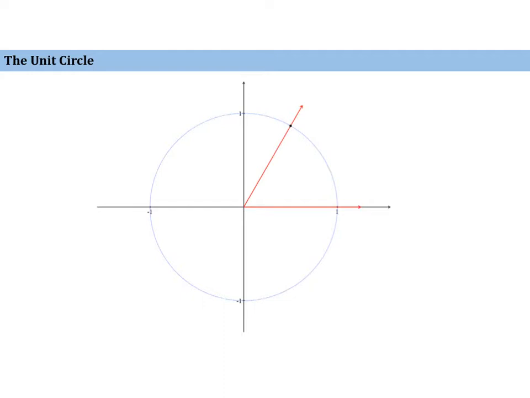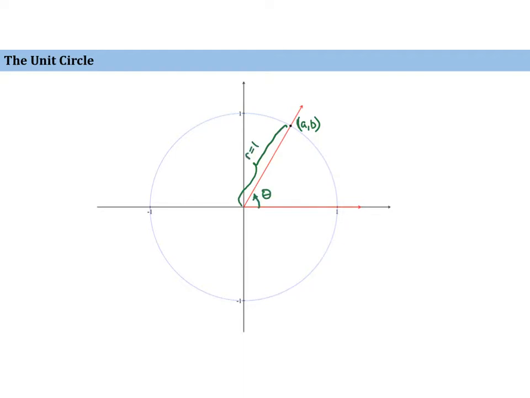So the unit circle is simply the circle that has a center of 0, 0, the origin, and has a radius of 1 unit. So let's let A, B be a point on the terminal side. Then the distance R to that point is 1 unit.